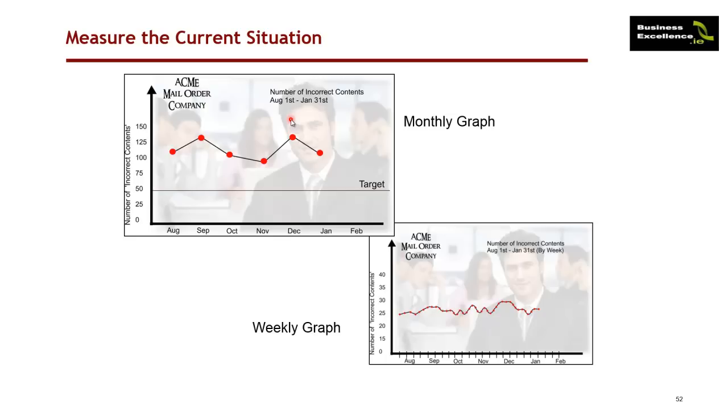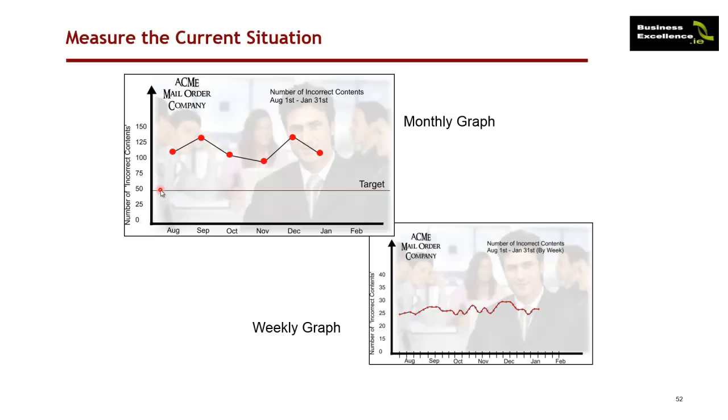But in reality, if you go back and ask the question again, at which month does the number of incorrect contents exceed the target? The answer is every month. Every single month, it exceeds the target of 50. Yes, there are some months where it exceeds the target by more than other months, but in reality, it happens always. If you ask yourself the question, when does the problem not happen? The answer is never, because it's always exceeding the target.